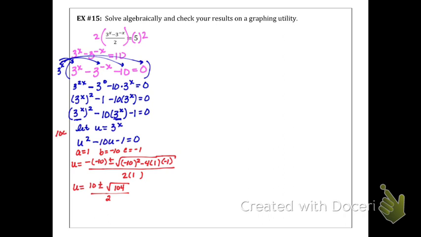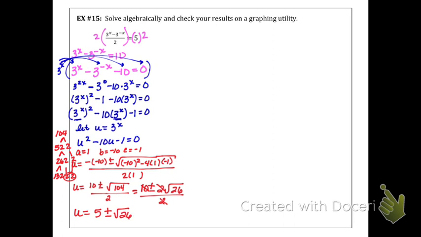I'll come over here to the side. I'm going to factor out that 104. That's what? 52 times 2. There's 26 times 2. So 13 times 2 times 2 times 2. So this is 10 plus or minus 2 square root of 2 times 13, so 26, all over 2. So everything here on the outside is reducible by 2, so I get 5 plus or minus square root of 26.